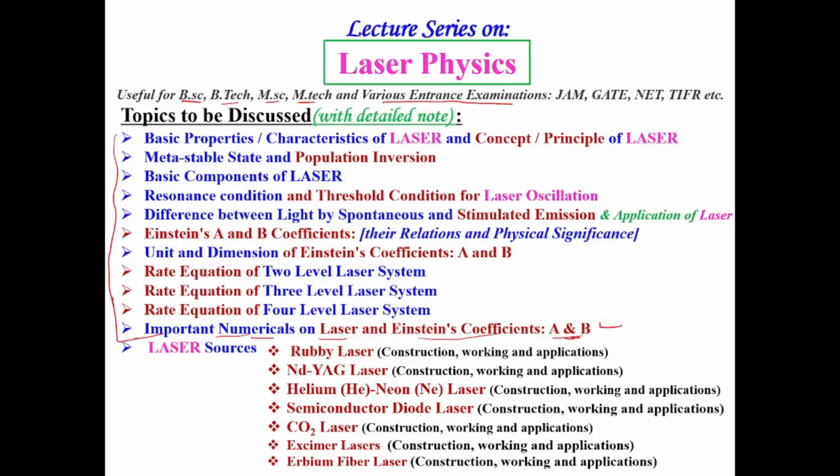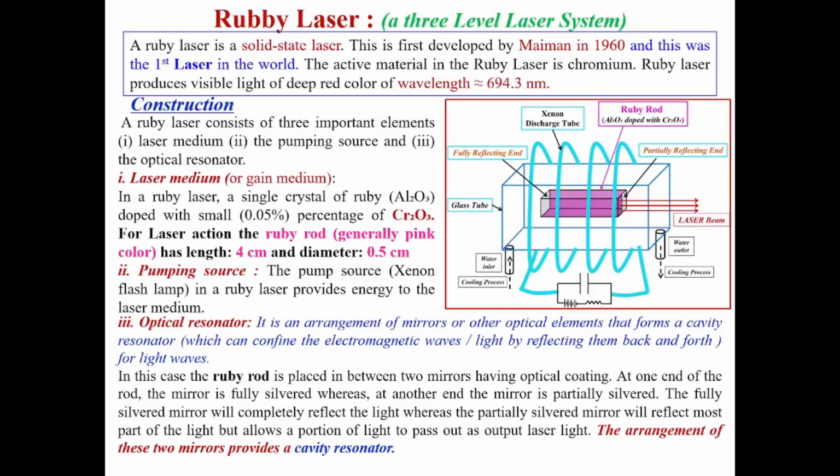In this class, we are going to start to discuss laser sources. First, we are going to discuss the ruby laser: construction, working and its application. Okay, so let us start here. The ruby laser is a three-level laser system.